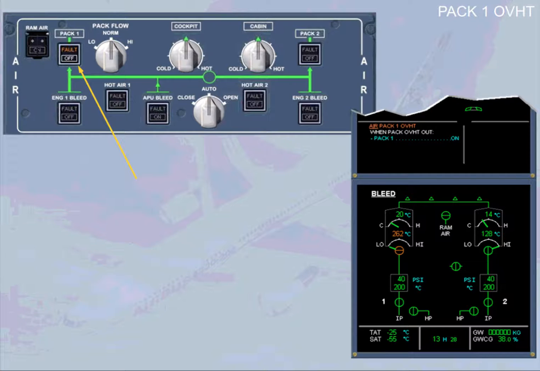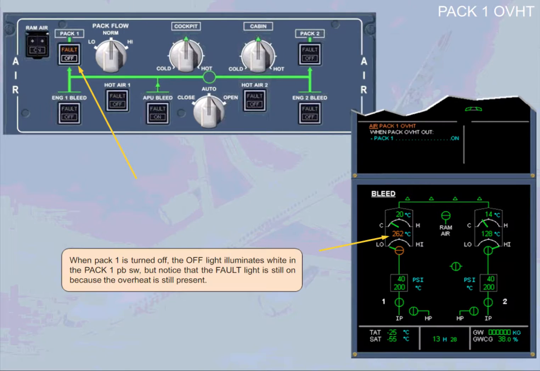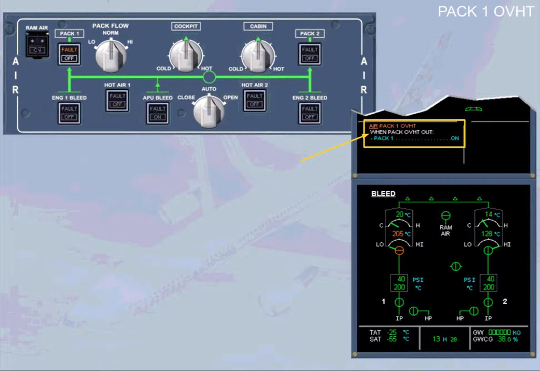When PAC 1 is turned off, the off light illuminates white in the PAC 1 push button switch. But notice that the fault light is still on because the overheat is still present. The completed procedural step disappears from the engine warning display. The compressor outlet temperature is now decreasing.